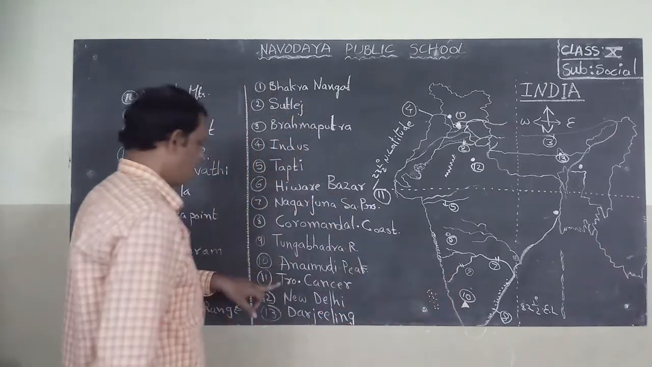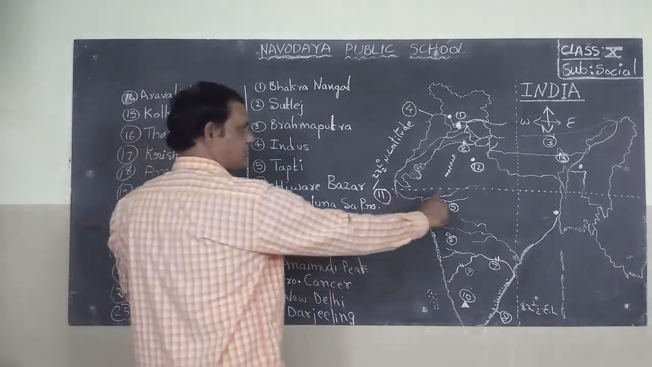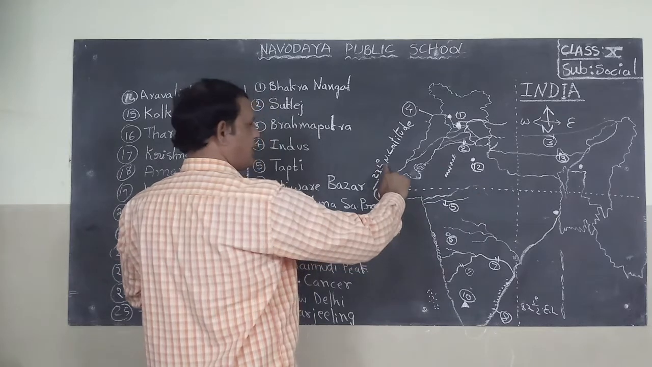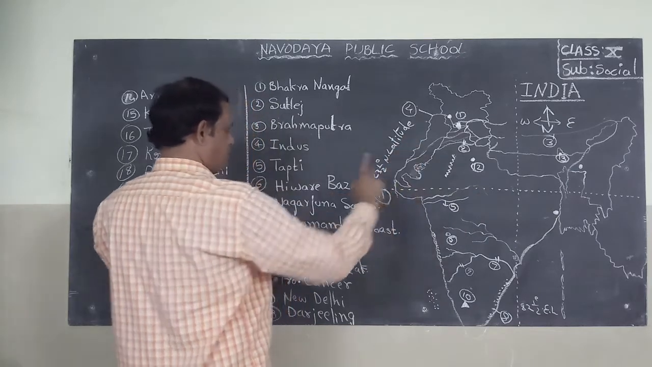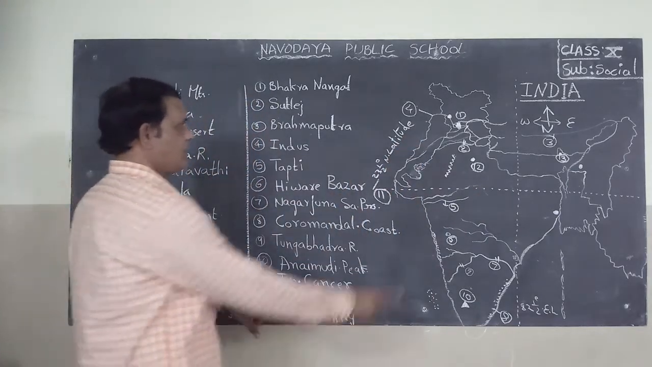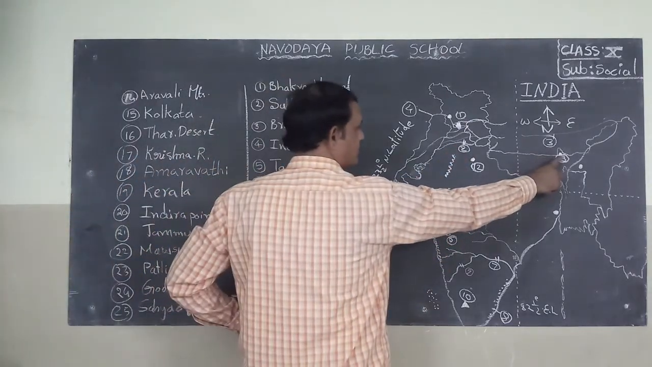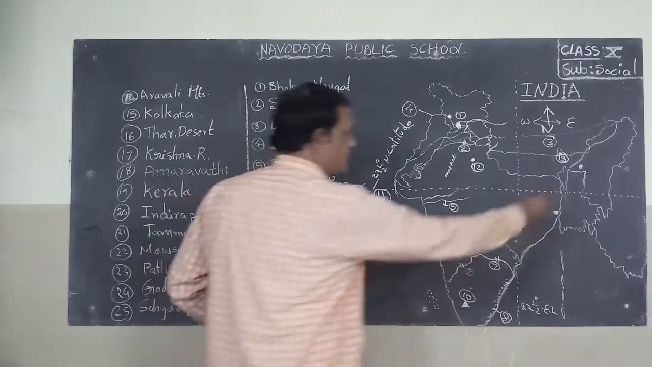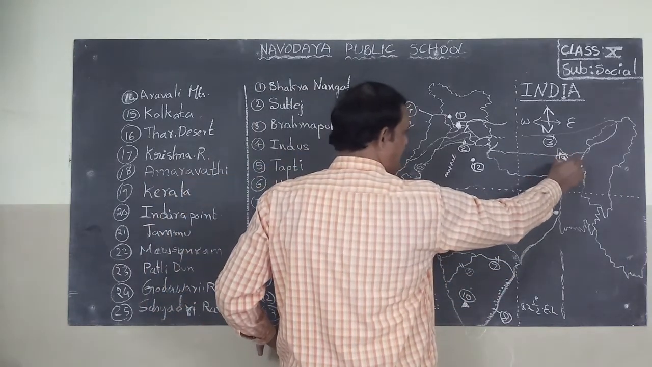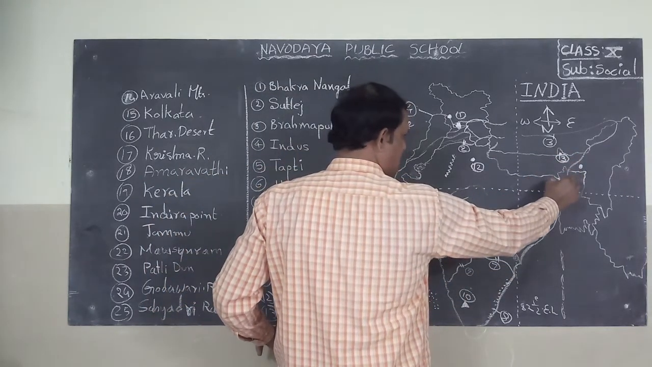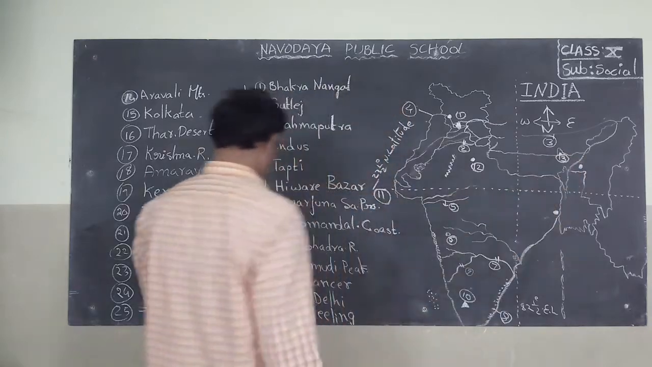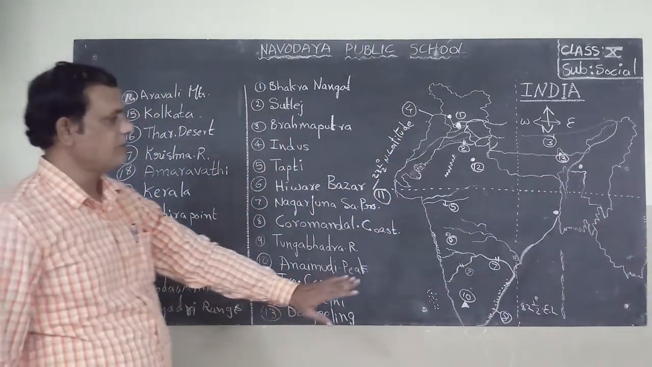This is Tropic of Cancer passing through our India, 23.5 degree north latitude. 11. New Delhi, our India capital. Next Darjeeling, someone is short here in West Bengal. Actually this is Sikkim state and this is West Bengal. Next one, students listen.